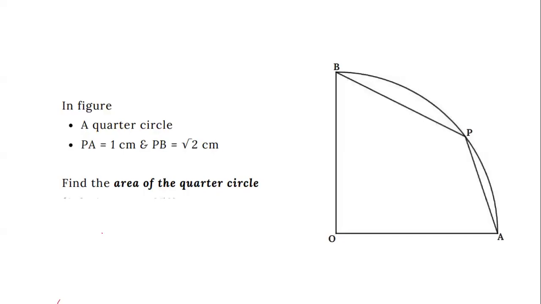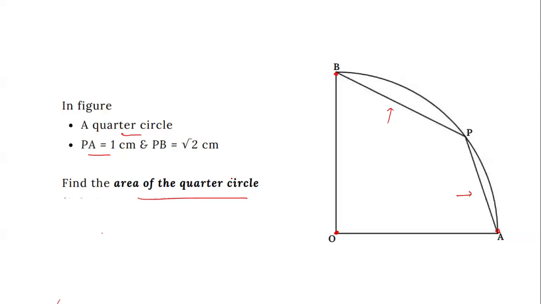So hello guys, in this video we are going to solve this problem. In this problem it is given that in the figure a quarter circle is given to us, in which this is the center, this is the A point and this is the B point, and PA is given as 1 centimeter, and PB is given as root 2 centimeter. So we have to find the area of this quarter circle.